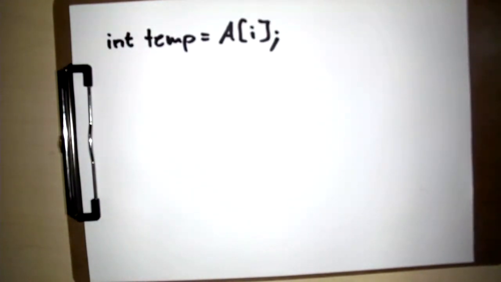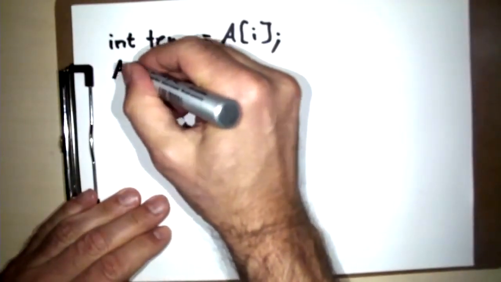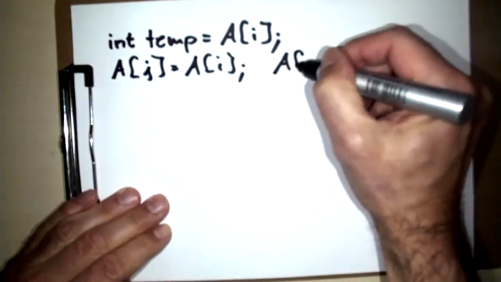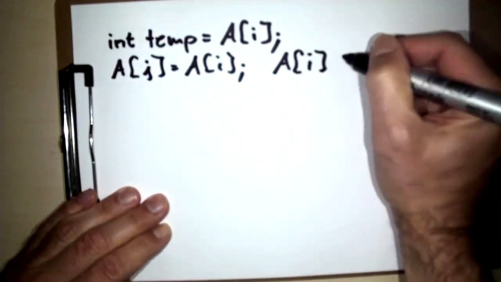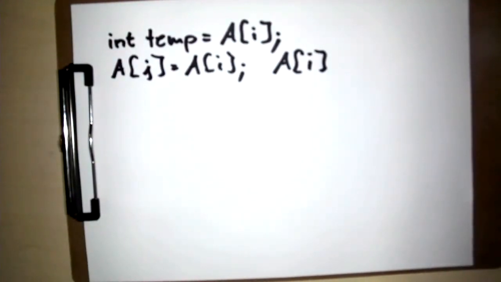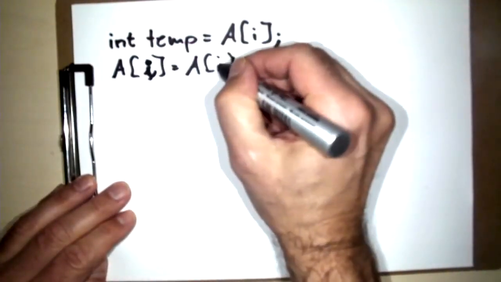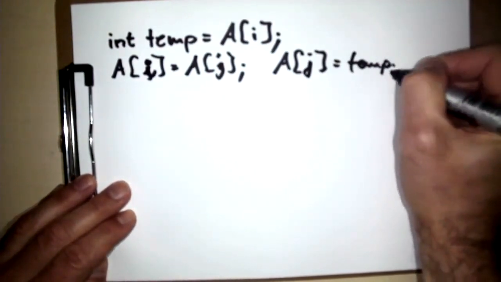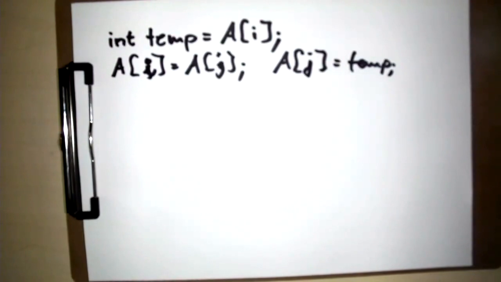And A[j] equals A[i], and A[i] equals... Are you sure? A[i] equals A[j], and then A[j] equals temp. So make sure that you don't overwrite what you haven't saved in your variable temp. Yep, so very good. This is the first example, and you can see it's pretty straightforward to translate that into C.